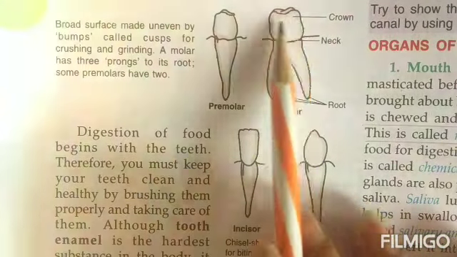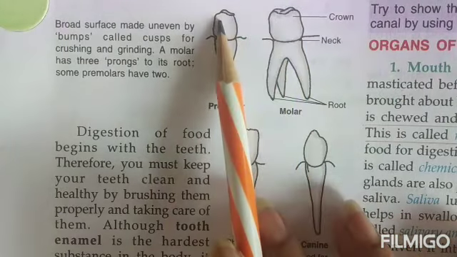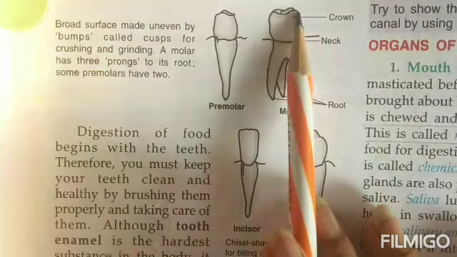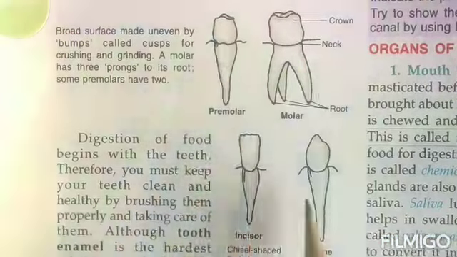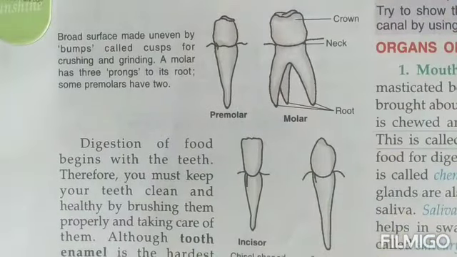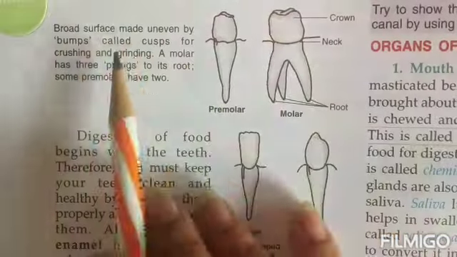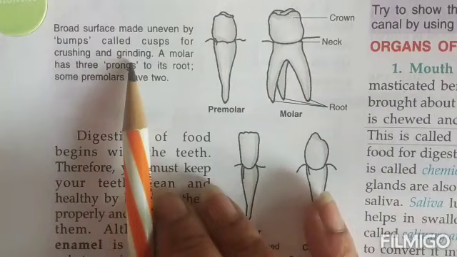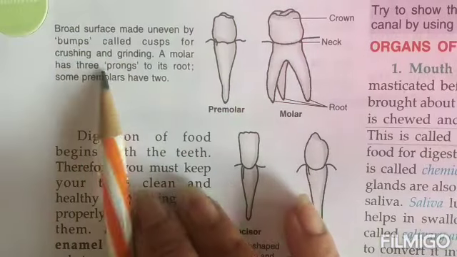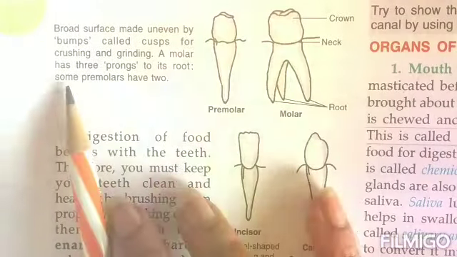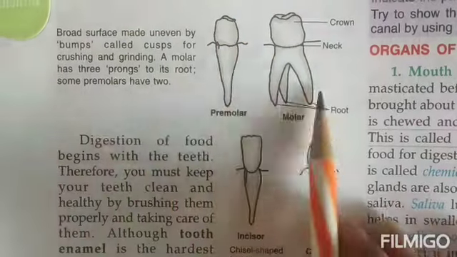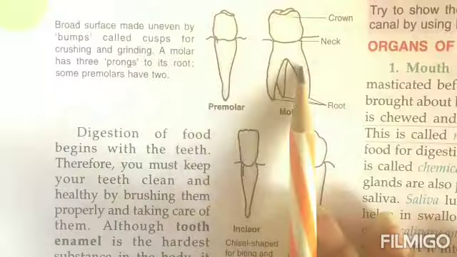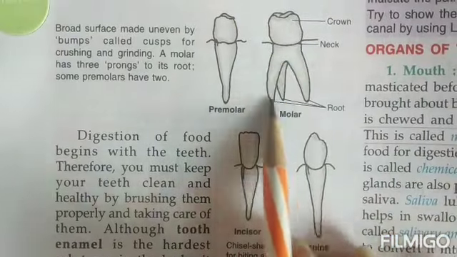And over here, see, the molar is broader. Though it looks similar to this, this is bigger and this is broader. So that way, if you see, the structure of all these are different from one another. The broad surface may be uneven by the bumps called the cusps for crushing and grinding. A molar has 3 prongs to its root. Some premolars have 2. See the root, this children. Right? So with this, it is embedded inside your jaws.